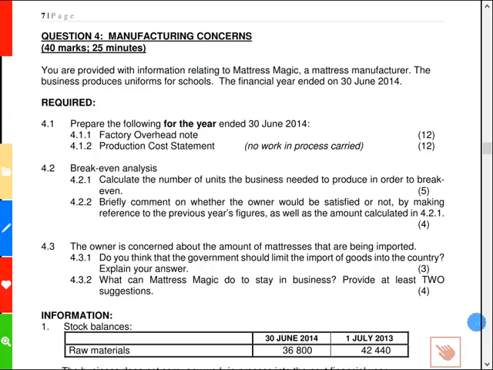And we read our question. We've been given the information for Mattress Magic, which is a mattress manufacturer. The business produces, this was actually an error, there should be mattresses. The financial year ended on 30 June 2014, always important.